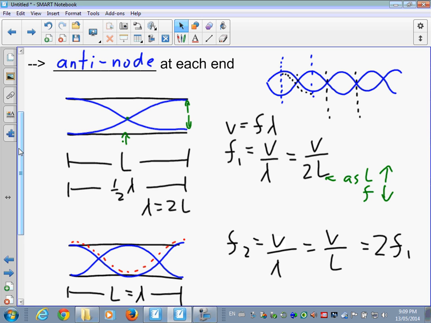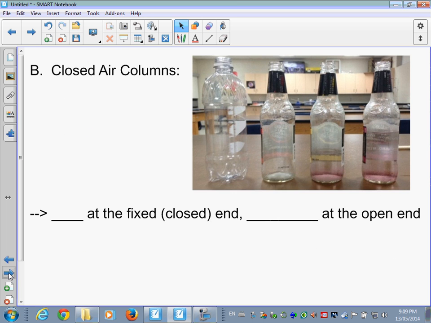So what does this look like in closed air columns? Well, closed air columns are a little bit different. These ones you're probably familiar with. There are some pictures of some bottles that I have here just for this occasion. And you'll see, I tried to put a little bit of dye, some coloring, in the bottles on the right. The first bottle is just a regular pop bottle. The other 3 are glass bottles. The first one is empty. The second one has a little bit of water in the bottom, and the third one is about half full.